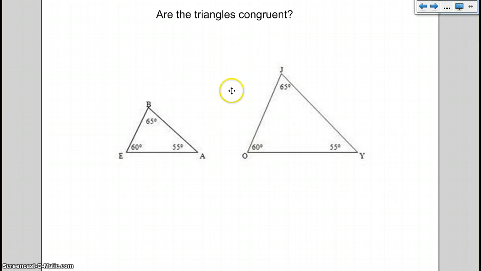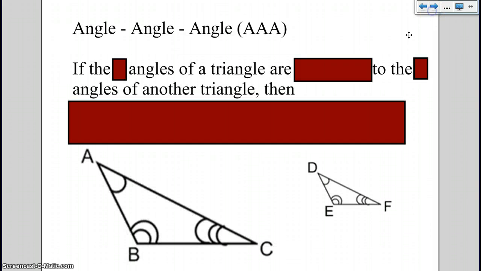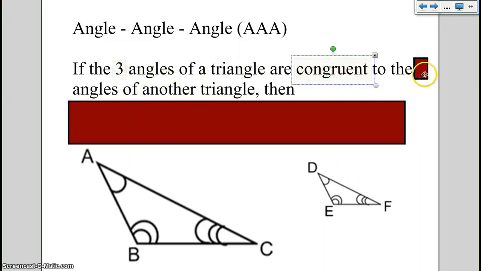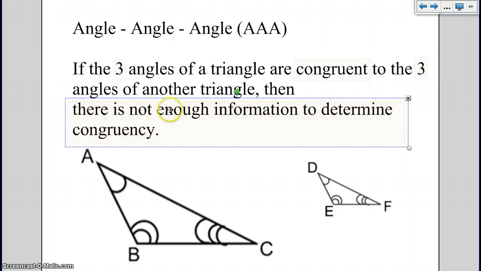Are the triangles congruent? Let's see. I know nothing about the sides, all I know is about the angles. But they don't look the same, do they? So, angle, angle, angle. If three angles of a triangle are congruent to the three angles of another triangle, then there is not enough information to determine congruency. So if all I know is the three angles, then I don't have enough to tell me that these two triangles are congruent.